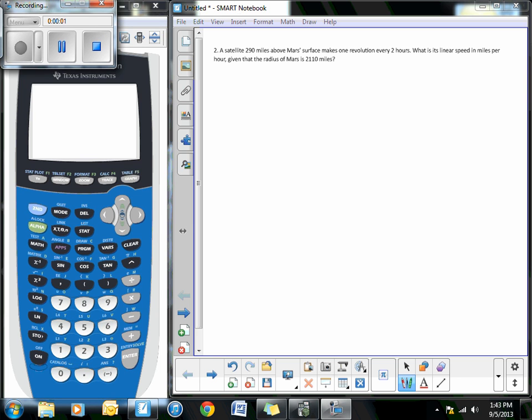Alright girls, so these are some review problems for linear and angular speed. I'll start with number 2.